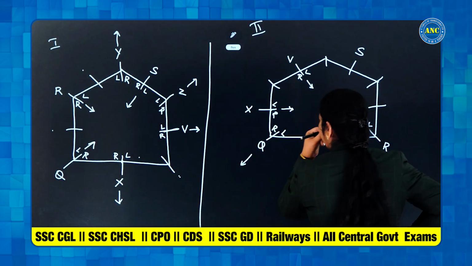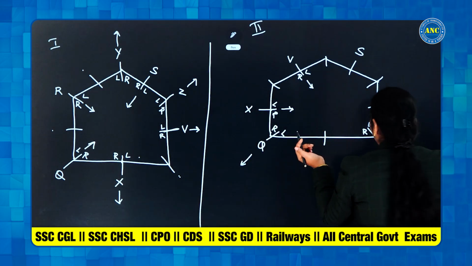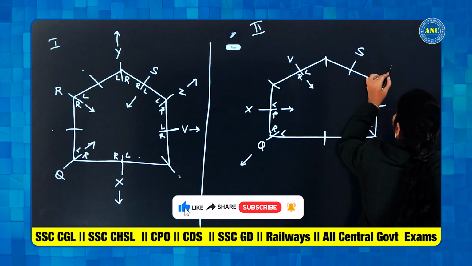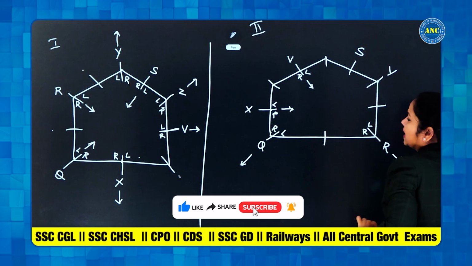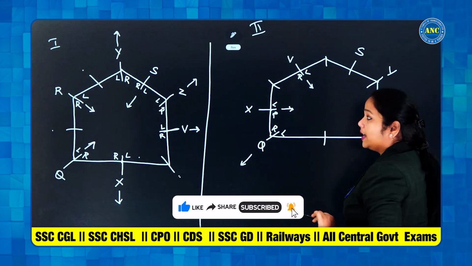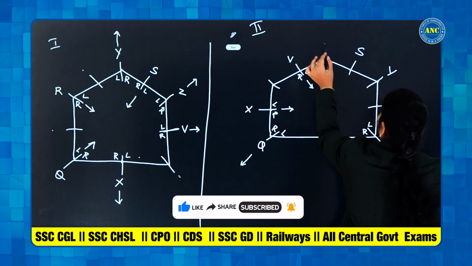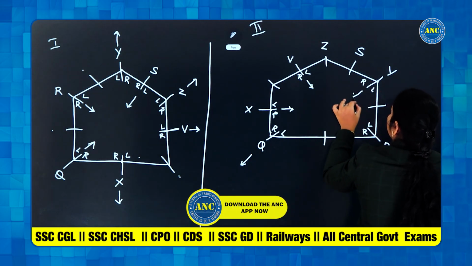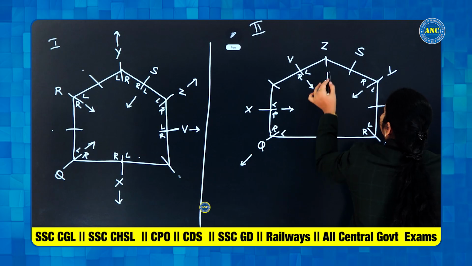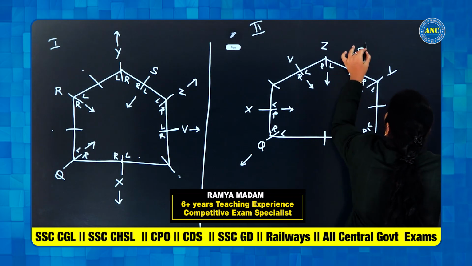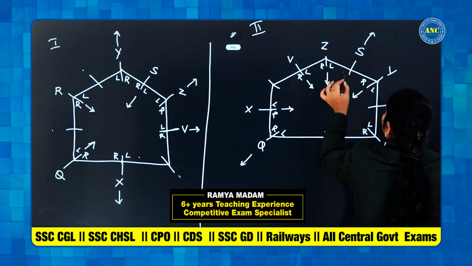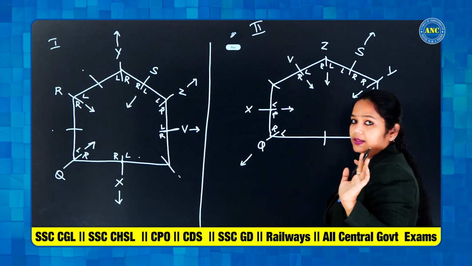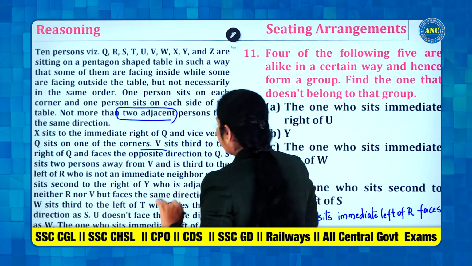In this place, where I can take Y? Y is not adjacent to R. So, Y I can't take in this place. It's not adjacent to V, I can't take here. So, I can take here only. Z is second to right of Y. So, can I take Z here? Yes. This is right, this is left. So, Y is inwards in this case. Obviously, Z is inwards in this case. So, definitely S is away from the center. So, this is right and this is left. Point clear? Now, coming back to the question.